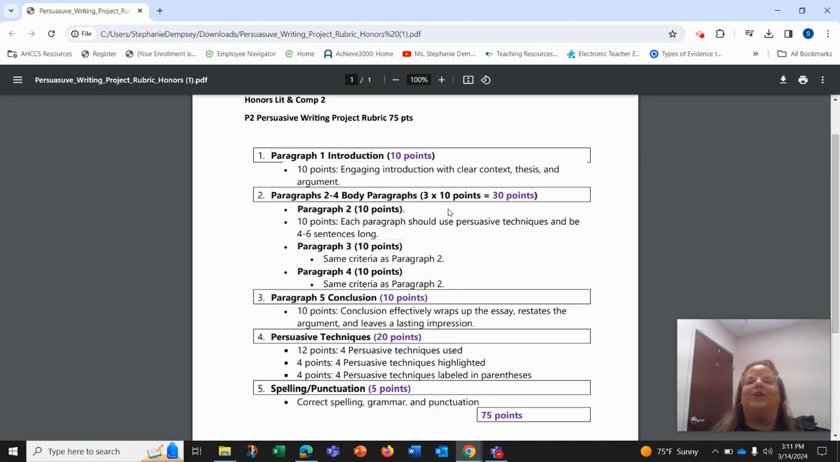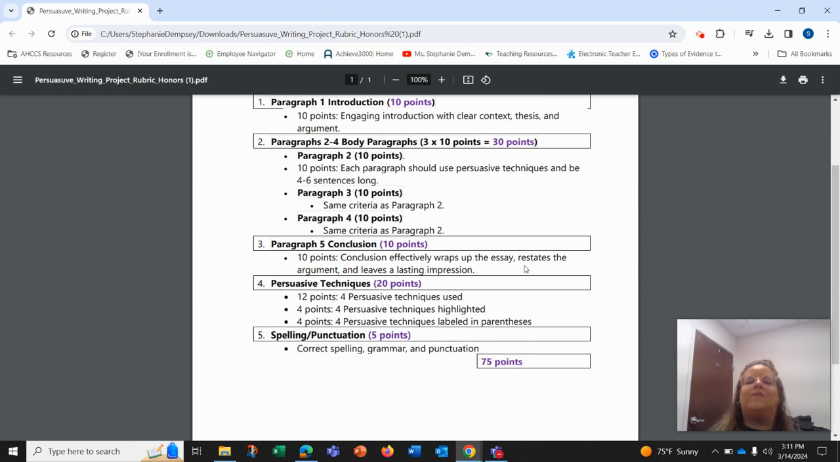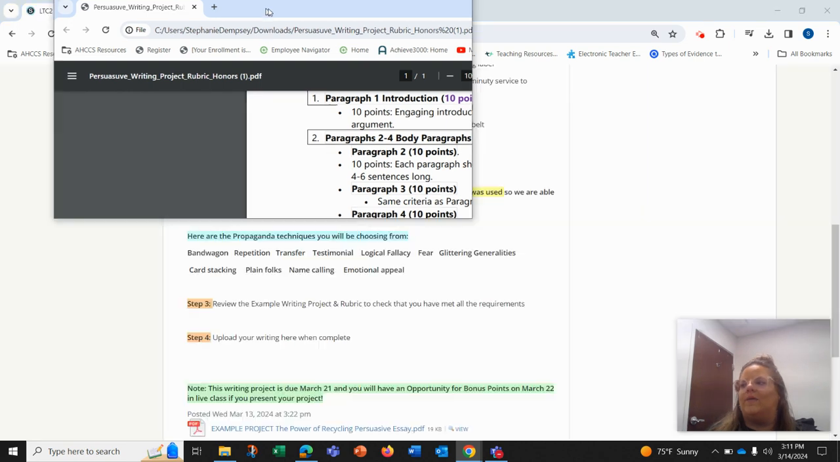Each paragraph should use persuasive techniques and be 4 to 6 sentences long. That is the same for paragraph 2, 3, and 4. Paragraph 5 is your conclusion, and it should effectively wrap up your essay, restate the argument, and leave a lasting impression. And then your persuasive techniques are worth 20 points. 12 points for the 4 persuasive techniques used, 4 points for the 4 persuasive techniques being highlighted, and 4 points for the 4 persuasive techniques being labeled in parentheses. And then 5 points for correct spelling, grammar, and punctuation to make this assignment worth 75 points.